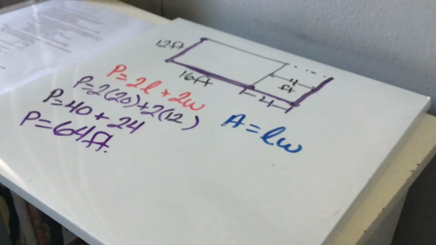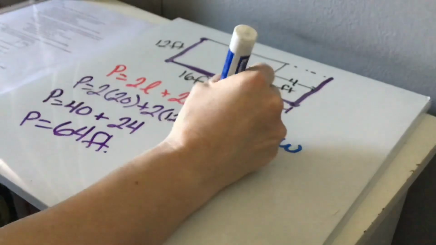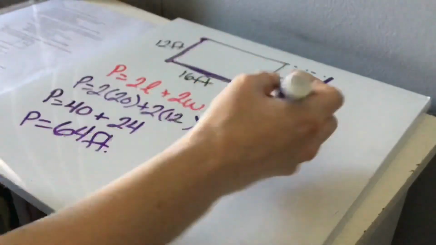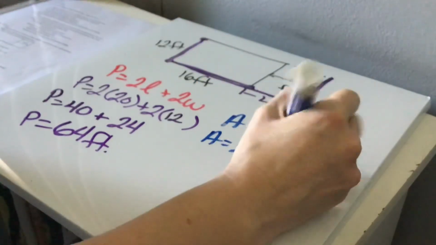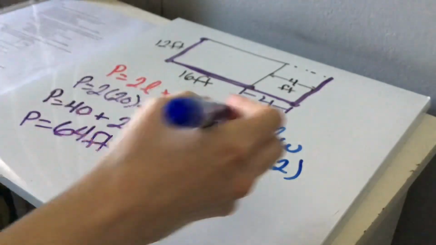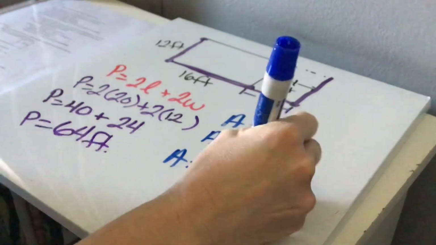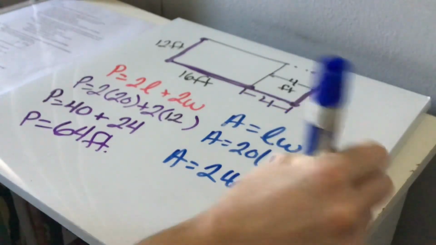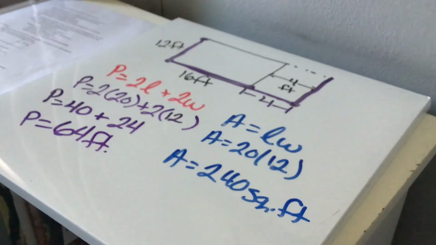Then our area is just the length times the width, and we said our new length of our kitchen was 20 feet, and our width was 12. So our area is 20 times 12, or 240 square feet. Okay, so the steps for problem solving are the same, no matter what numbers or what you're trying to solve. Read your problem, plan out what to do, solve it, and then you can always go back and check.